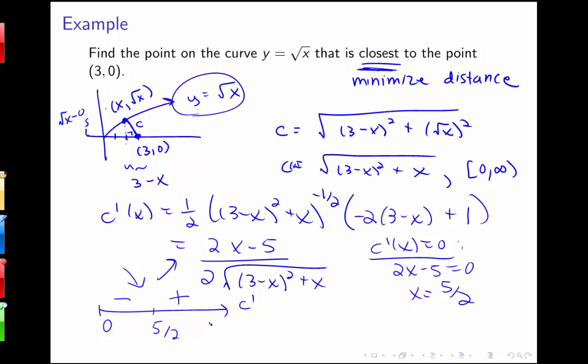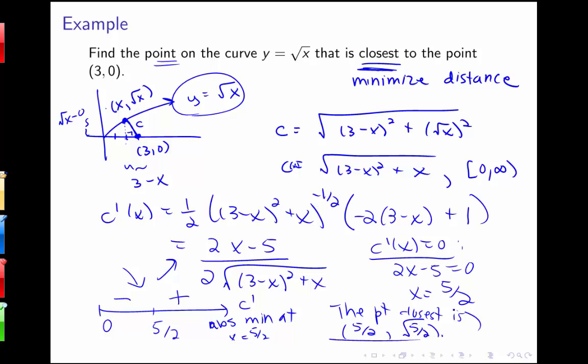So we have an absolute min at x equals 5/2 by this first derivative test. And to answer the question, the point that would be closest is the point (5/2, the square root of 5/2). And so that would be our final answer to this question.